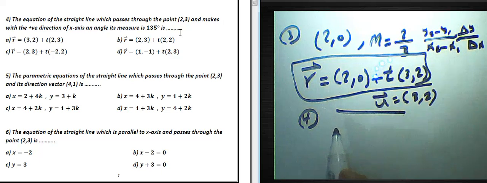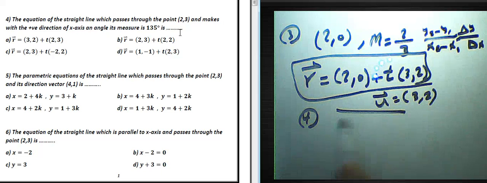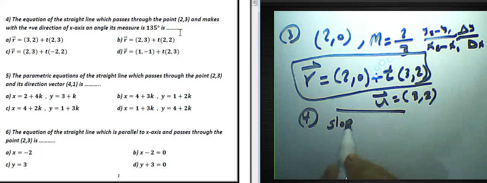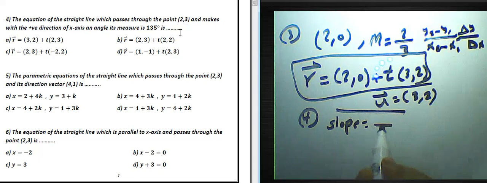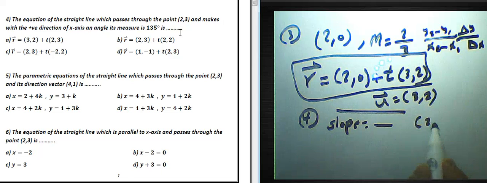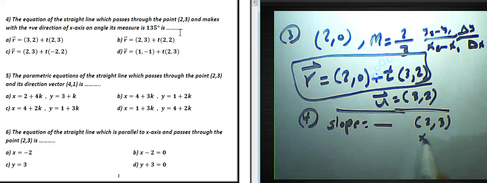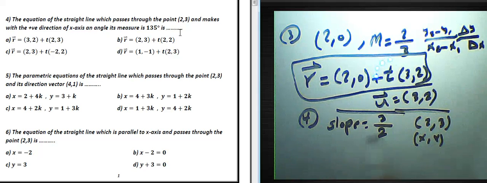He asked about the equation about straight line by writing the vector r. Okay, first we can find the slope. What? He gives us the point. Look at here, he gives the point 2 and 3. You can write the slope by delta y over delta x, 3/2. Here 2/3, it's meaning x and y, and we must find y over x, 3/2. Okay, the slope will be 3/2 in question number 4.